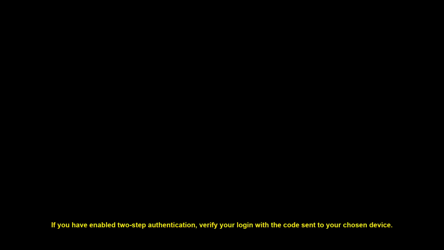If you have enabled two-step authentication, verify your login with the code sent to your chosen device. You will now be logged into your Squarespace account. From here, you can manage your site and explore the various tools available. If the page does not load, refresh the browser or try again in a private or incognito window.